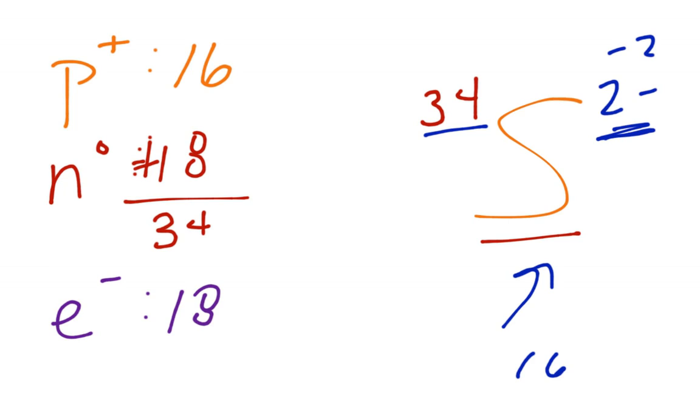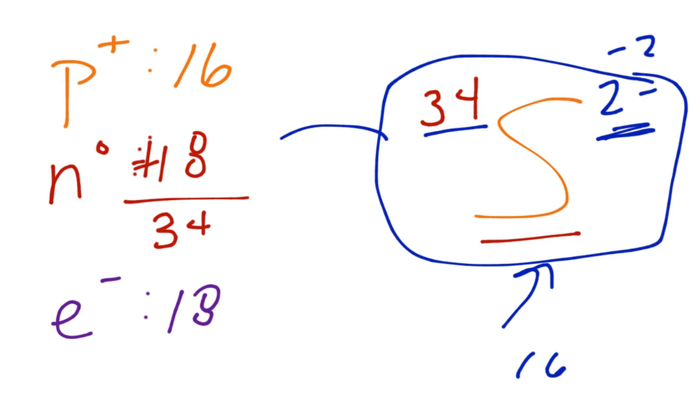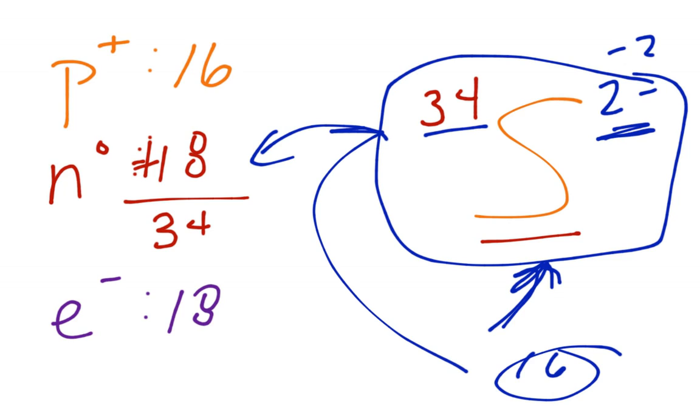So this tells me all of this information. Sulfur is 16 protons. Okay, it has a mass of 34, which means I have to have 18 neutrons. It has a charge of -2, which means I have to have 18 electrons. Okay, so let's go ahead and draw this now.